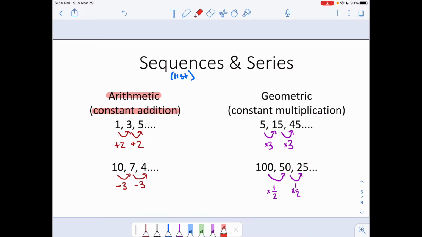The other kind is a geometric sequence. A geometric sequence is a list of numbers whose pattern is constant multiplication.